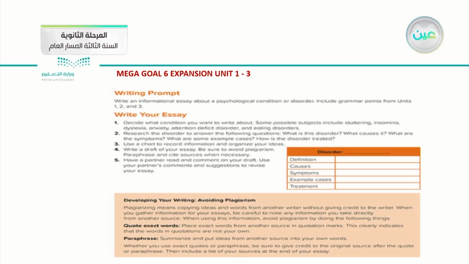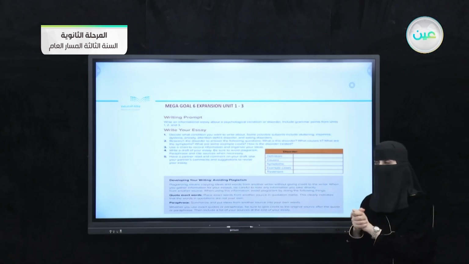Okay, they give you some steps we should follow when we want to write our essay. Look at the steps. Number 1, decide what condition you want to write about. So now our subject is talking about phobia. So you should decide which phobia or which kind you want to talk about, or what you want to write about.